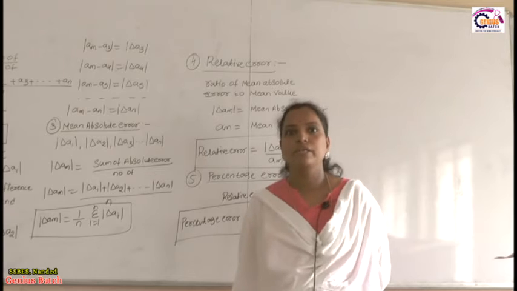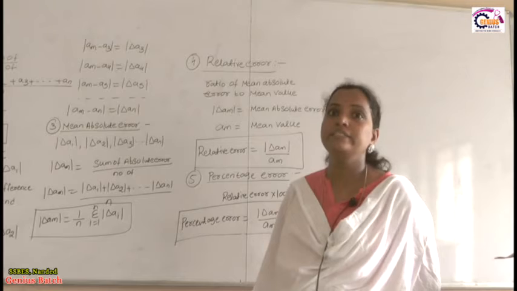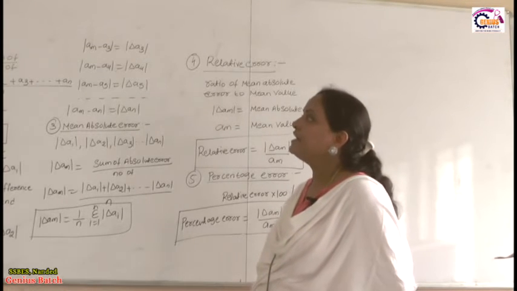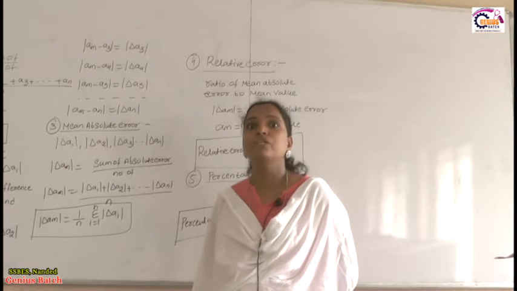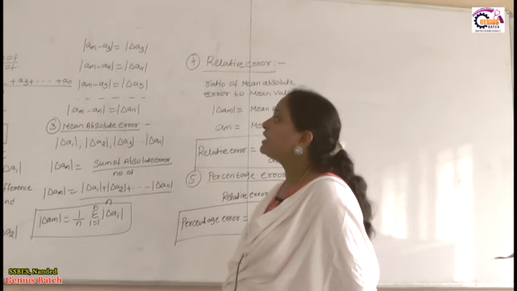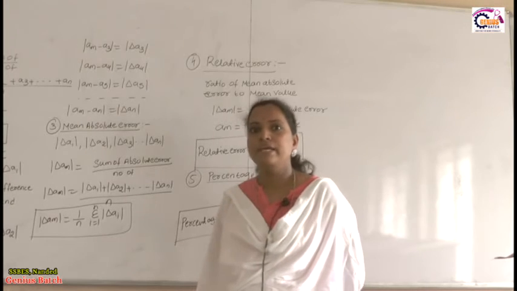Absolute error is nothing but the magnitude of the difference between the mean value and its individual value. It is called an absolute error. And what is mean absolute error? Mean absolute error is the arithmetic sum of the absolute errors, divided by the number of readings. It is called the mean absolute error.